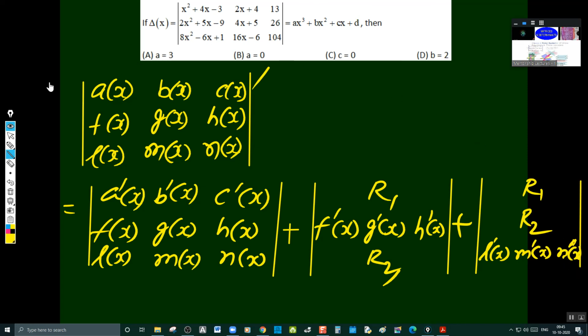Derivative of the determinant. Now let us apply the same. I think I revised this concept. Everyone remember? First row derivative, R2, R3 same. Second row derivative, R1, R3 same. Third row derivative, R1, R2 same.